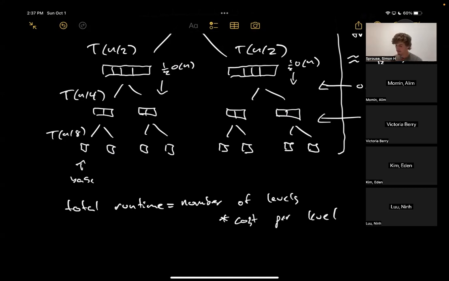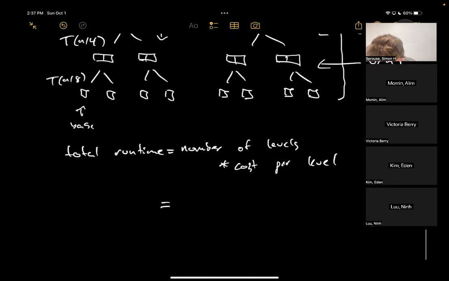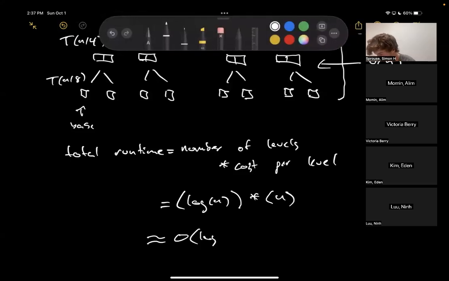I think this is fair. I mean, hopefully y'all are tracking with how I got this. And then we know these numbers. So log of n number of levels and cost per level is n. So we're looking at, man, I keep doing this. I'm so sorry, y'all. So we're looking at n log n.